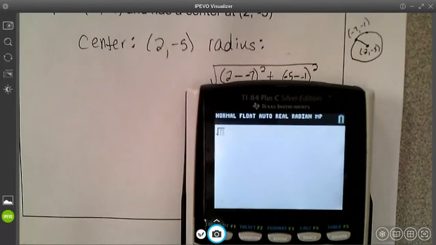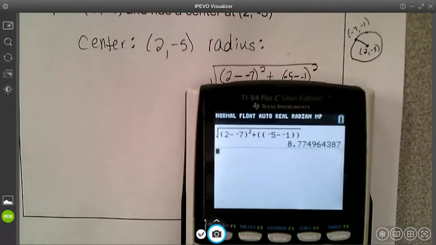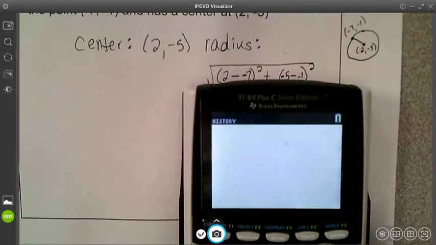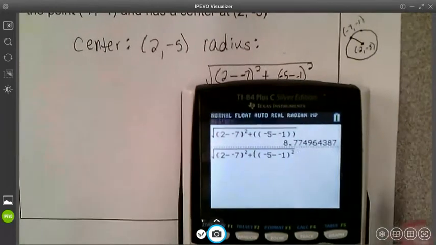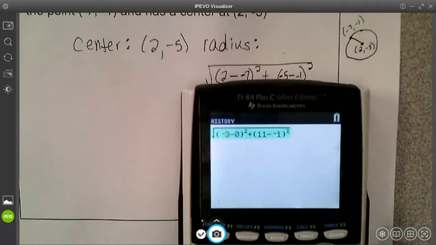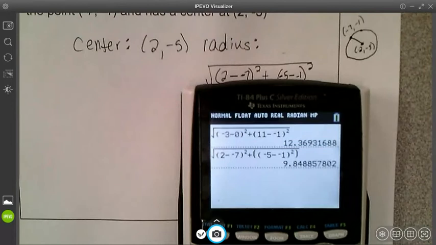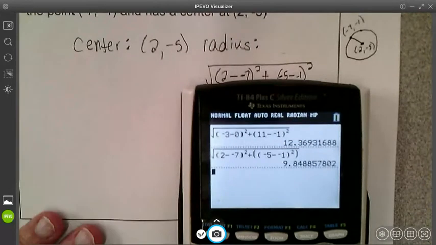Now I'm going to grab my calculator and show you something real quick. So the square root of 2 minus -7 squared plus -5 minus 1 squared. Oops, I did not put the squared. That is not correct, so disregard that, please. All right, so the answer is a big, kind of ugly decimal.